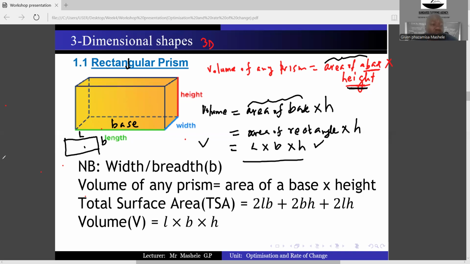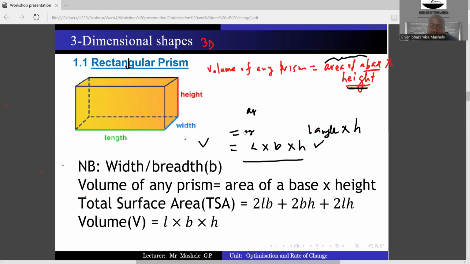I believe you are following. Then we're gonna move on to a cube or a cylinder.